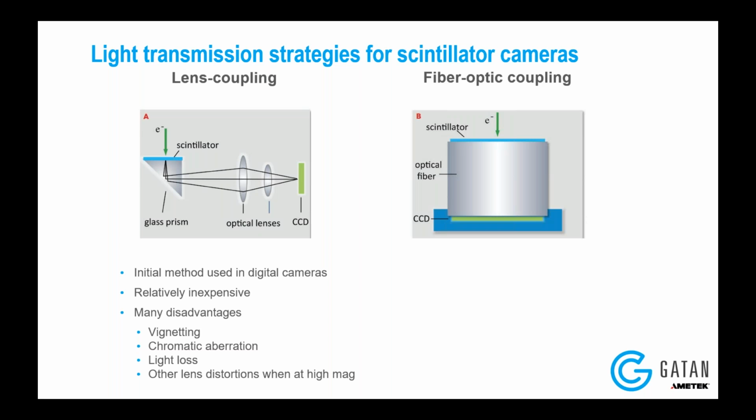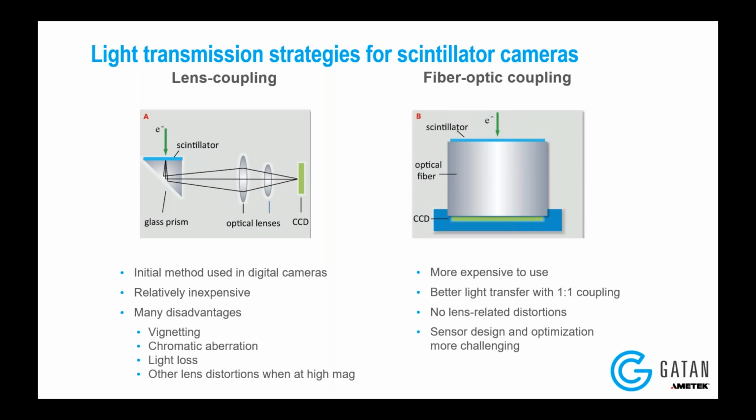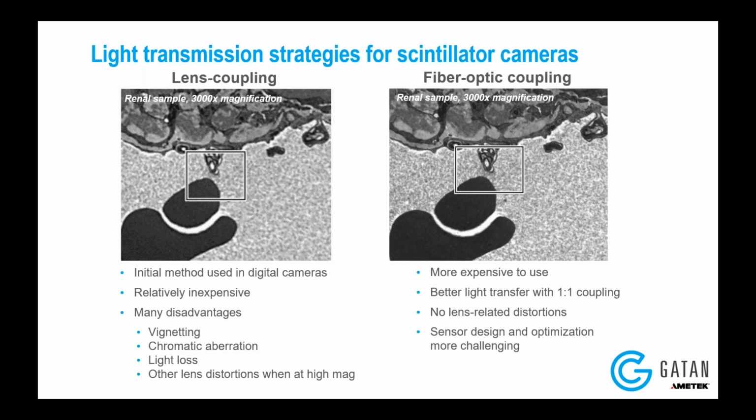Using fiber optic coupling instead, you use an optical fiber to link the scintillator directly to the CCD sensor or CMOS sensor in this case, and you get better light transfer and remove any type of lens related distortion from the image, like chromatic aberration and vignetting, which can affect your data across a wide range of magnifications.